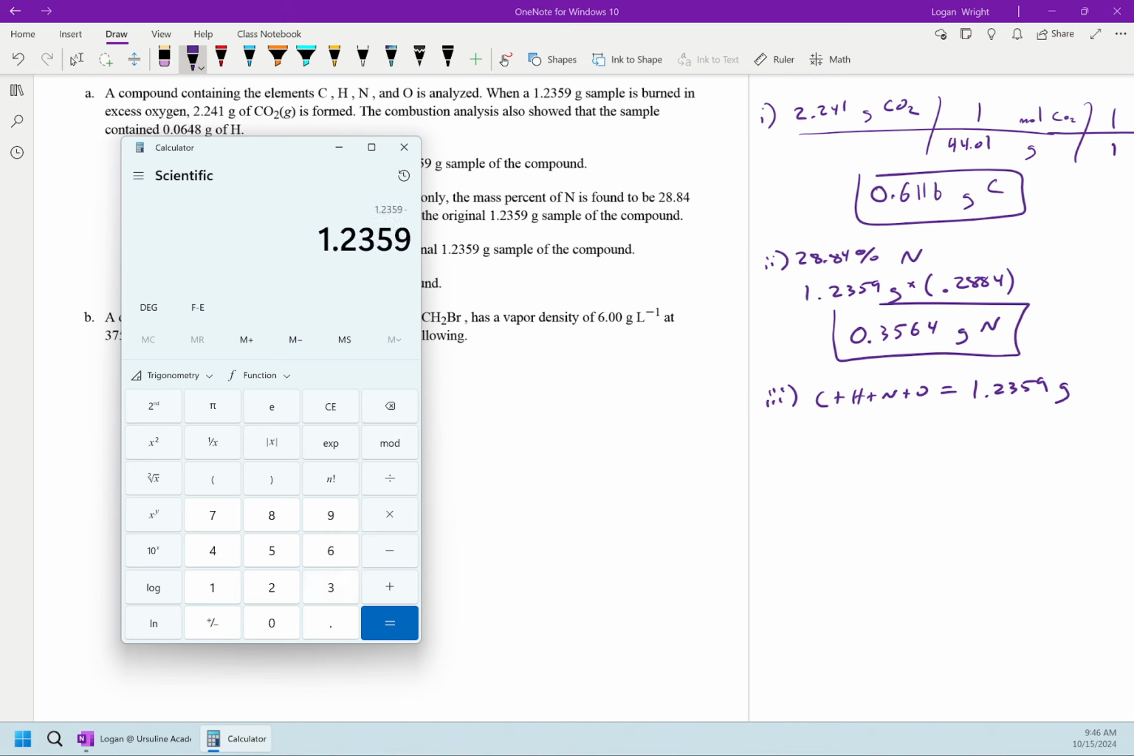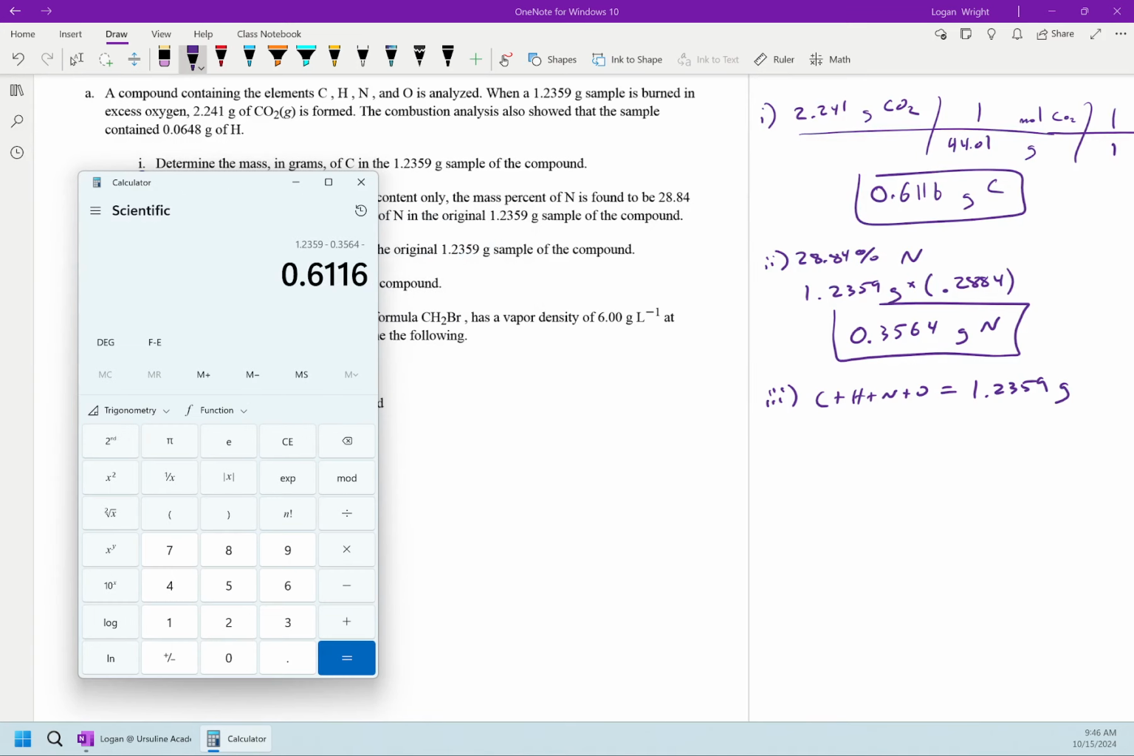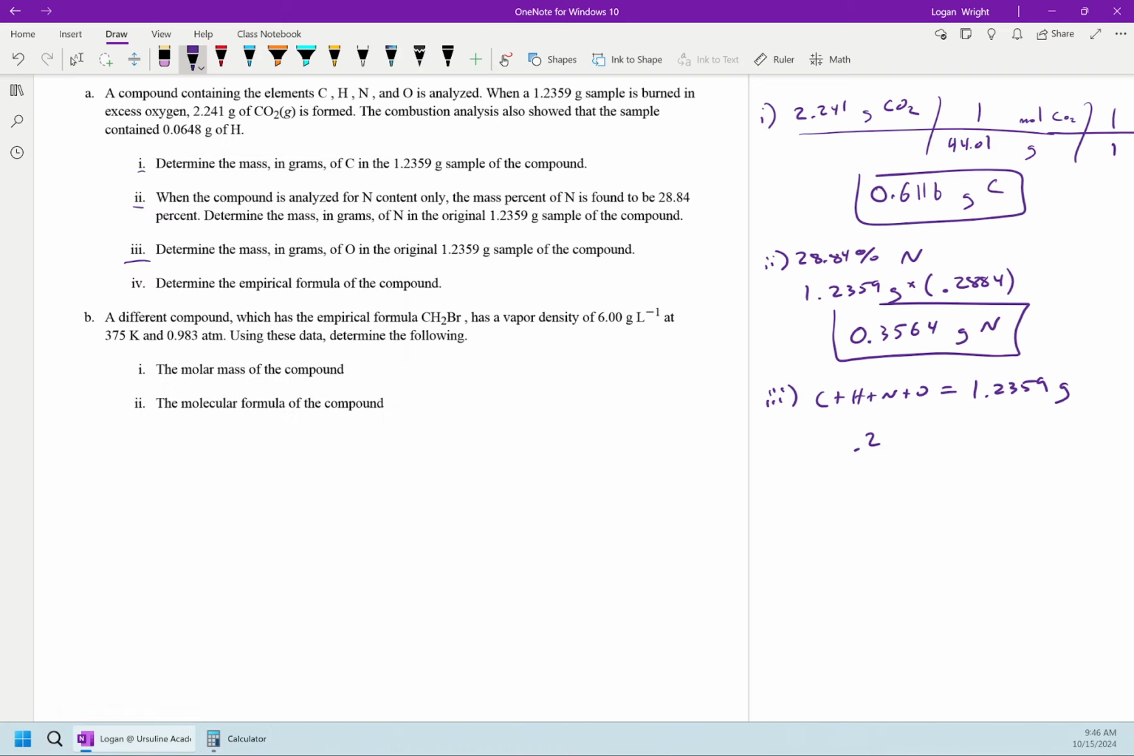So I just need to subtract all those other things that I found. 1.2359 minus nitrogen, 0.3564, minus carbon, 0.6116, and then minus hydrogen at the top over there, minus 0.0648, and I get 0.2031 left. So 0.2031 grams of oxygen in my original substance.